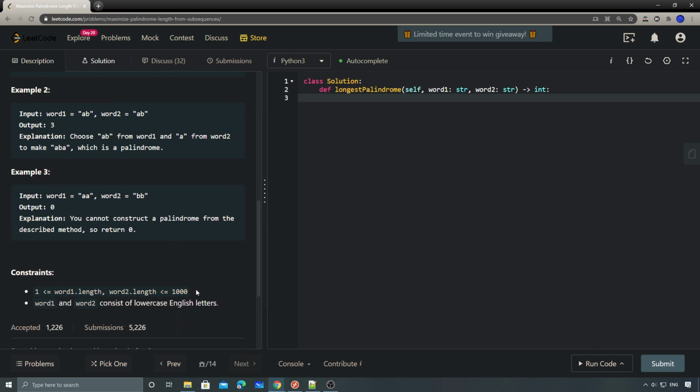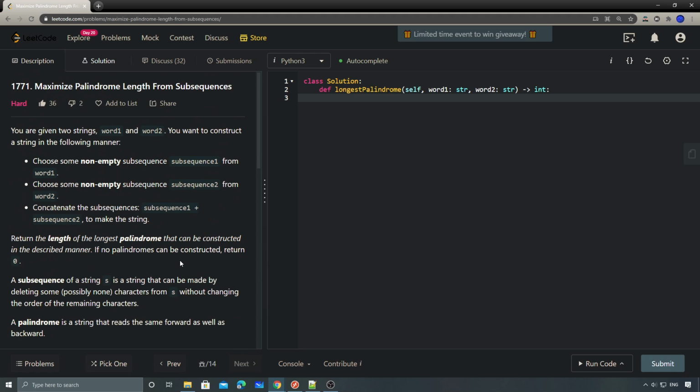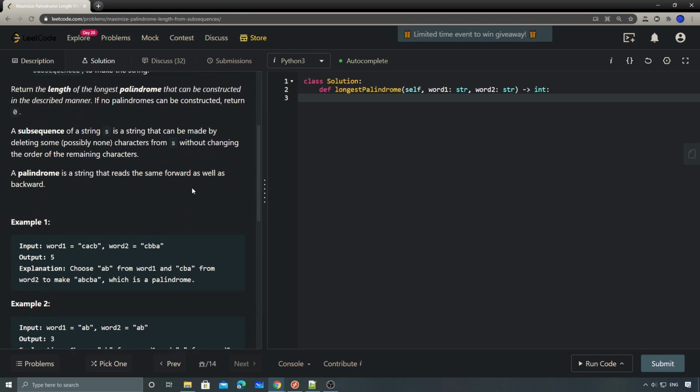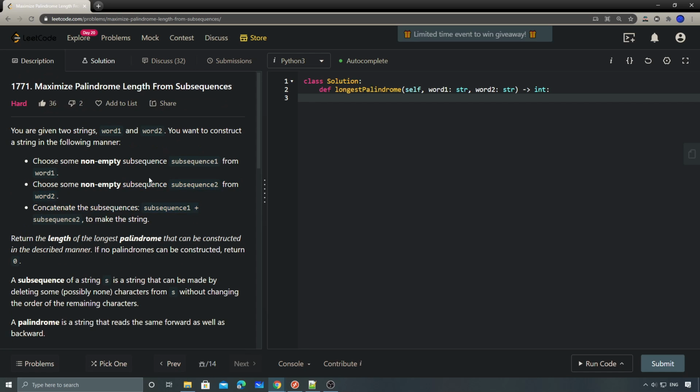So that's 1000. For this kind of problem, if you try to list all the possible scenarios from all the subsequences from word 1 and word 2, and then check if the new string is a palindrome, that will be too slow, because it'll TLE.